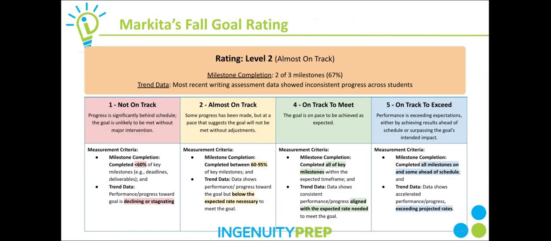Let's pull this all together and use our criteria to determine her score. Marquita completed about 2/3 of her milestones, and her trend data shows inconsistent progress. That places her at level 2, almost on track. This means progress has been made, but at a pace that suggests the goal will not be met without some adjustments.